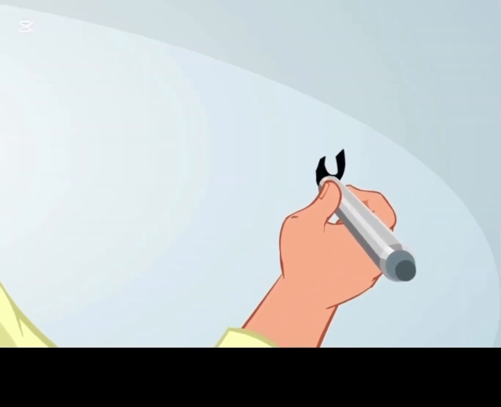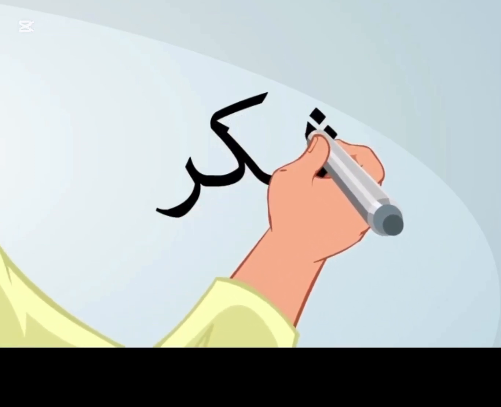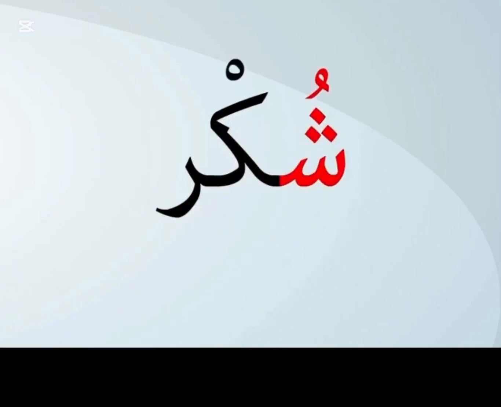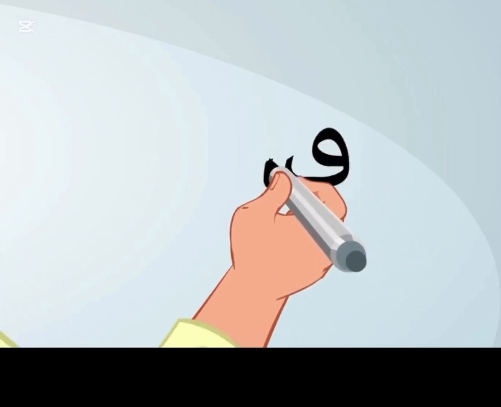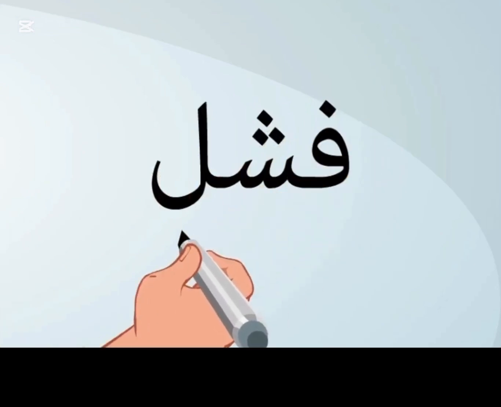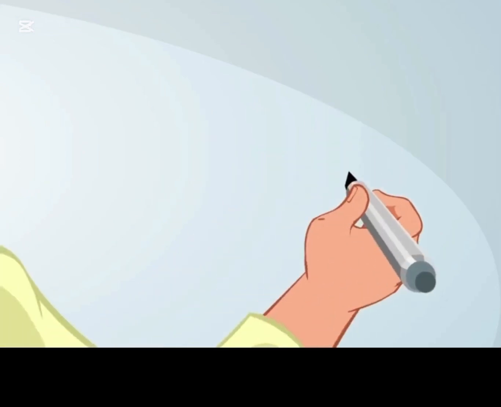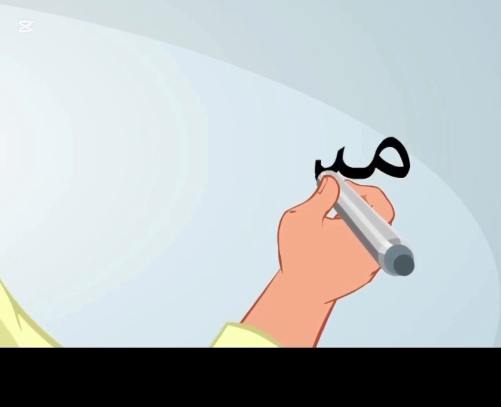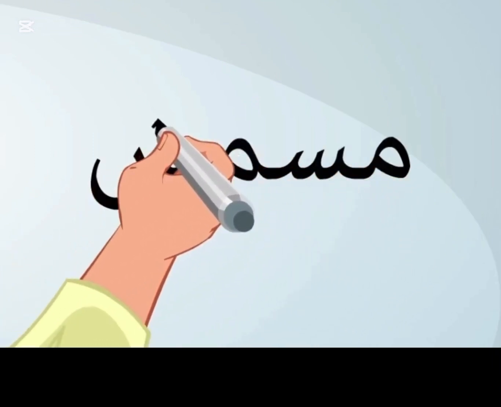This is how we write Sheen at the beginning of the word, like this example. Shukr, which means thanks. And this is how we write Sheen at the middle of the word, like this example. Fashal, which means failure. And this is how we write Sheen at the end of the word, like this example. Mishmish, which means apricot.